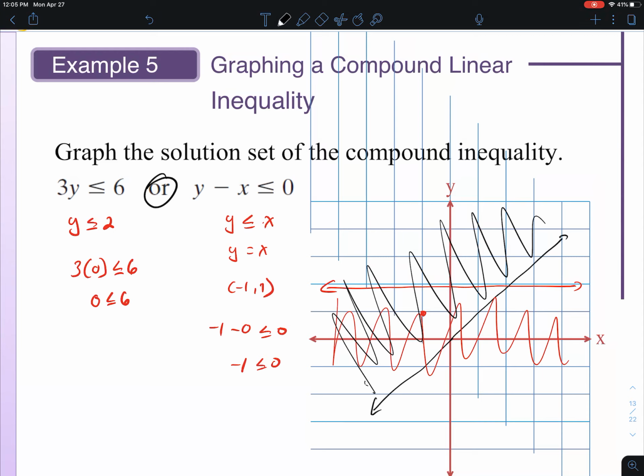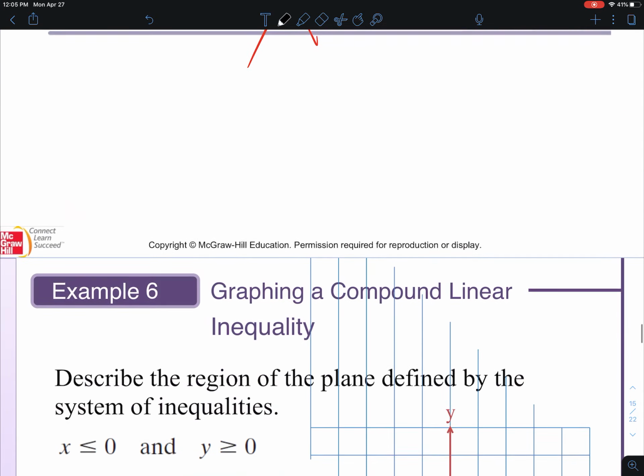Now, since it's an OR, everything that you shade is part of the solution, as opposed to the first one, which is the AND.